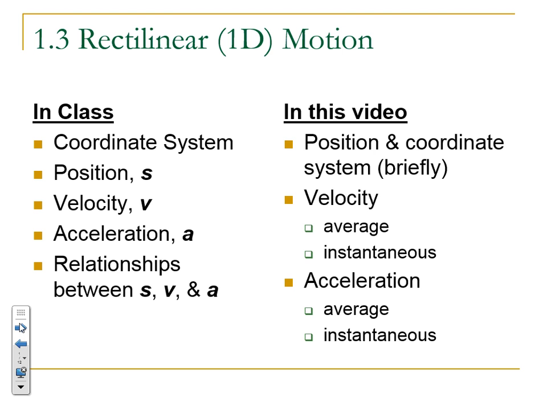In this video, though, we're not going to cover all that. We're going to briefly talk about coordinate system and define position, and then we're going to define two different velocities, an average and an instantaneous velocity, and then we'll do the same with acceleration. We'll talk about average and instantaneous acceleration, and we'll do some examples of how we calculate those.